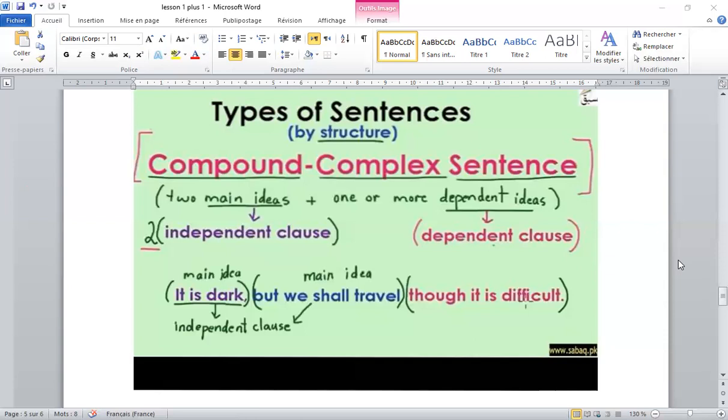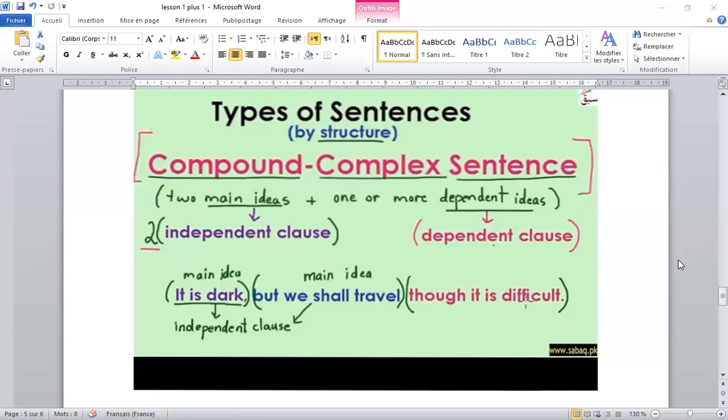So this is preceded with though. Though is a kind of conjunction. Either we say though or in spite of or despite. Synonym of though is in spite of or despite. Okay? Though it is difficult, despite or in spite, meaning that the travel is difficult, or that this matter is difficult. So this is a dependent clause or subordinate clause.